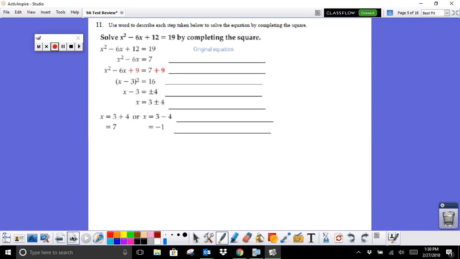Okay, the next thing we would have to do is get our constants isolated on the right side, which means we had to subtract 12. So that's what happened first. We subtract 12.